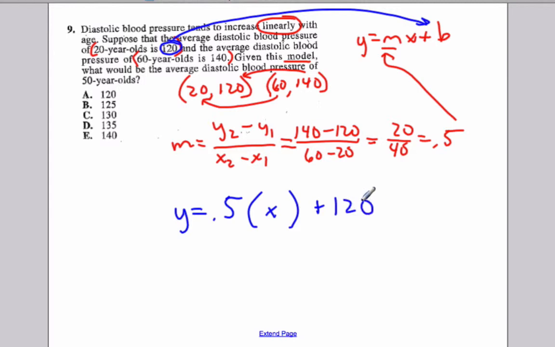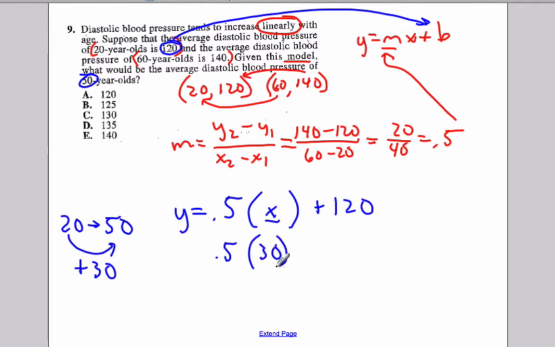And so they're asking for a 50-year-old. Well, what's the average change here? You're talking from a 20 to a 50-year-old. That's a change of 30 years. And my average rate, x is my number of years. So it's going to be 0.5 times 30 years plus the 120.